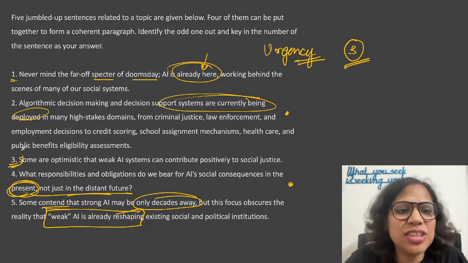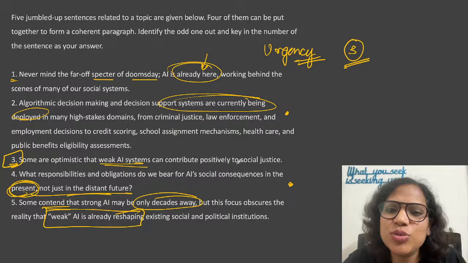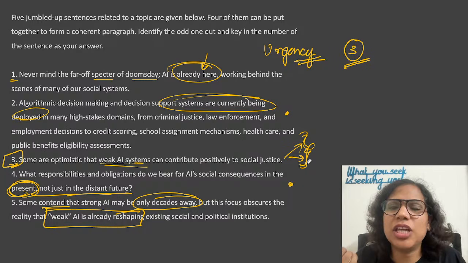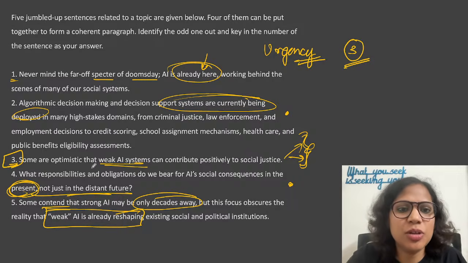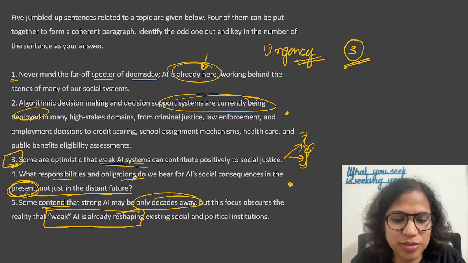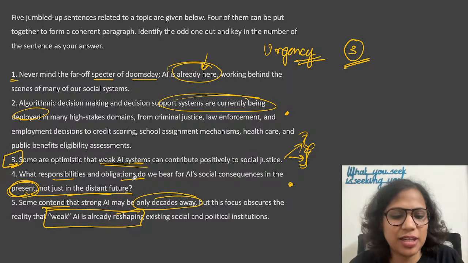Okay. So 3 says some are optimistic that weak AI systems can contribute positively to social justice. The argument is not about whether they can contribute to justice, whether they can't, right? Whether they are fair or unfair. ये discussion नहीं है ये. Discussion ये है कि it is here. So now let's learn how to deal with it. What responsibilities we have, what obligations we have. Good, Vaibhav, good. Absolutely, Simran, absolutely. This was the crux of this paragraph.